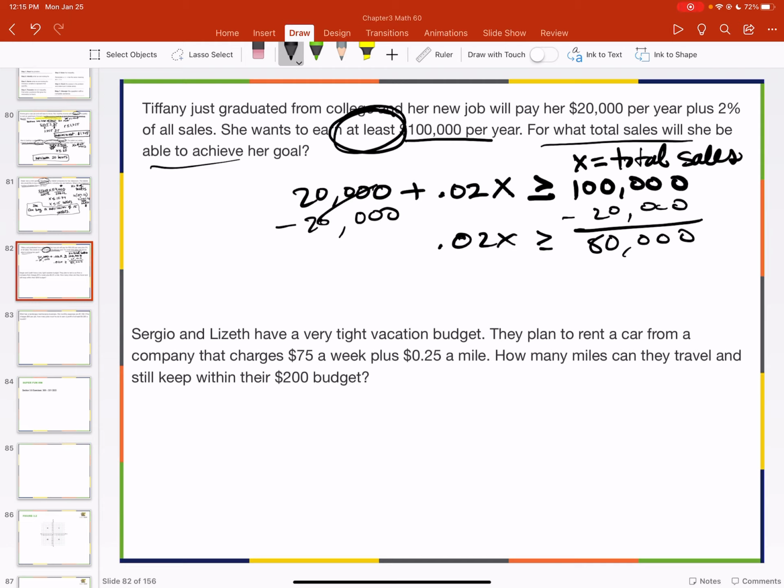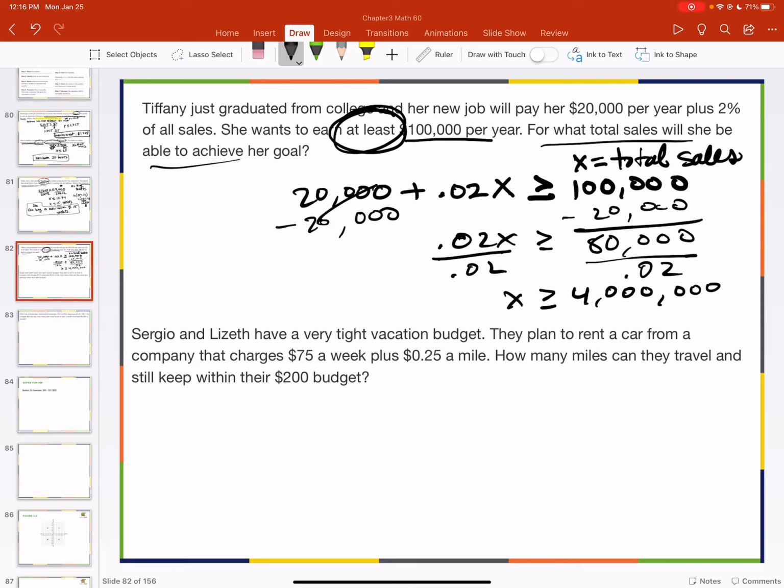$20,000 per year plus 2% of all sales, 100,000. Okay, just making sure. So she has to sell for over $4 million. Is that right? That sounds kind of crazy, but it must be right though. Maybe she has a job where she sells like crazy life insurance or something to huge companies. That would make sense.